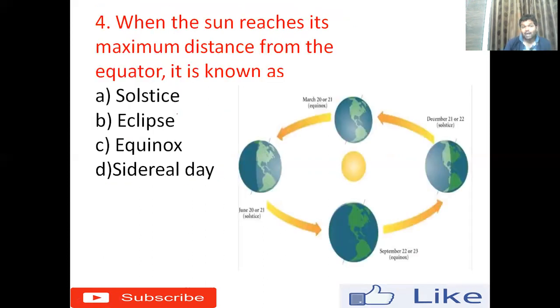Next, fourth question. When the sun reaches its maximum distance from the equator, it is known as: option A, solstice, option B, eclipse, option C, equinox, option D, sidereal day. Okay. So the right answer for this question is option A, solstice. In this image, we can see that there are 2 kinds of solstices. One is on June 20 or June 21st, where it is at the maximum distance from the equator, as you can see here. And another one is December 21st or December 22nd. These are important dates which we generally call solstice days.